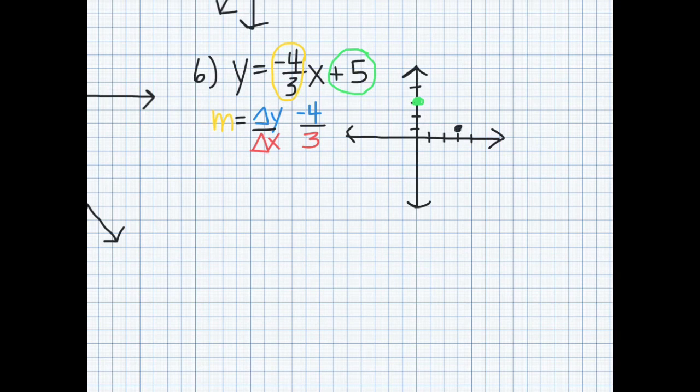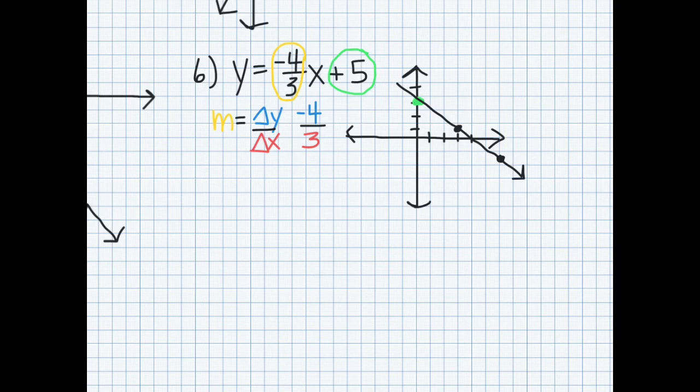I think I could probably even estimate one more. I could still go down 4 more. 1, 2, 3, 4 would be right here. And over 1, 2, 3. If I make a dot right there, I've got a pretty decent line.